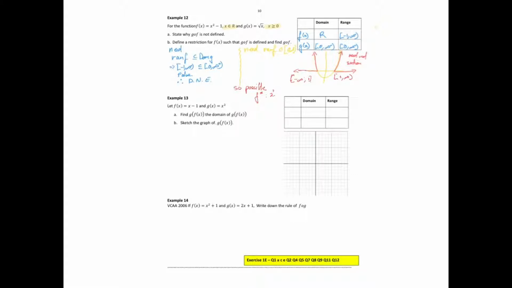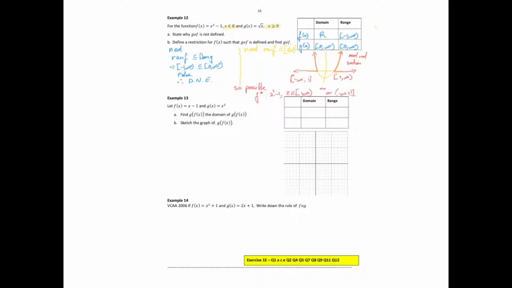So let's restrict the function f, and the new function we'll call it f star, to be x squared minus 1, where x is an element from 1 to positive infinity. Or we could have our domain of being from minus infinity to -1. That's better, as another possible value.